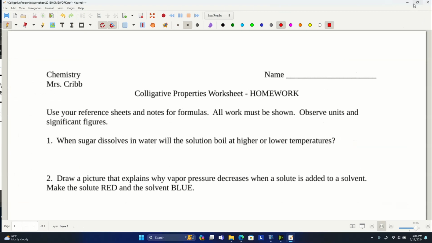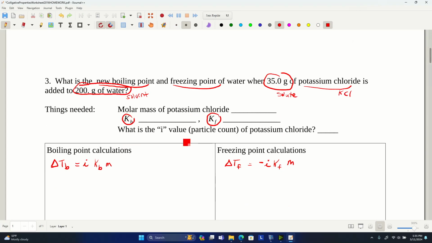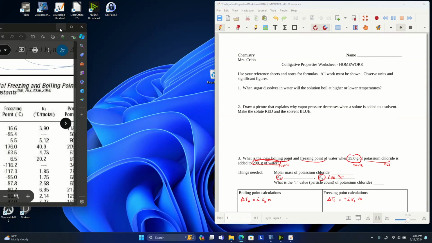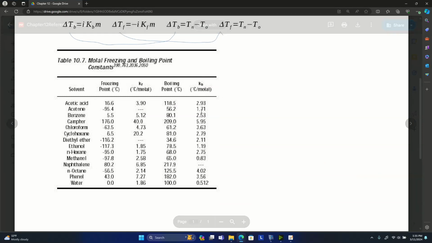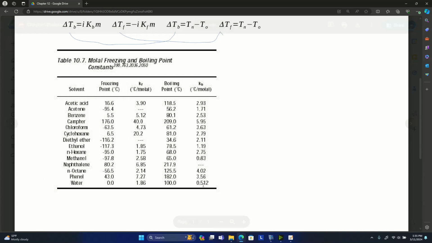So I'm going to pull this back up. So the K sub F is 1.86 degrees Celsius divided by little m, which stands for molal. And the K sub B, let's go back to the chart now, is in the fourth column. You go down to the bottom, so it's water. It's 0.512.